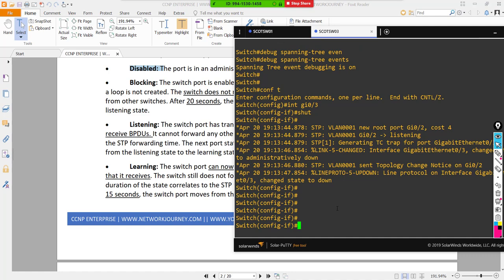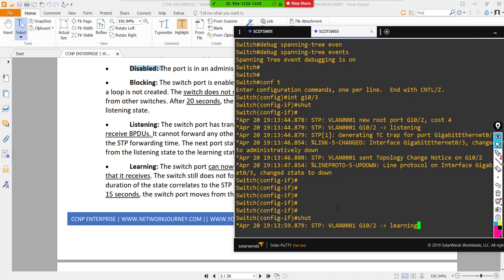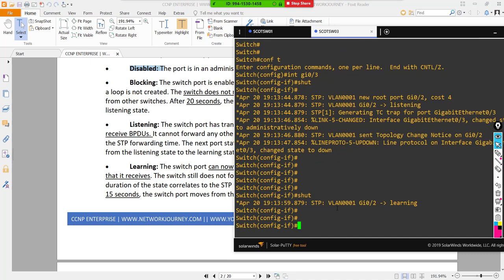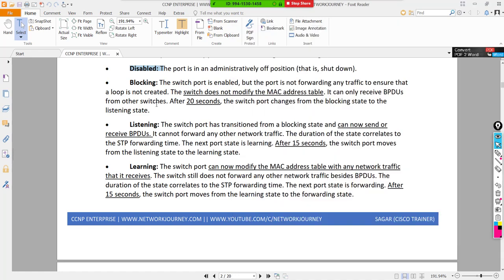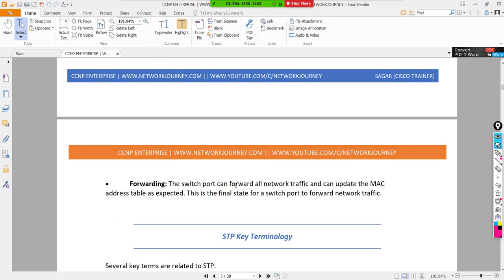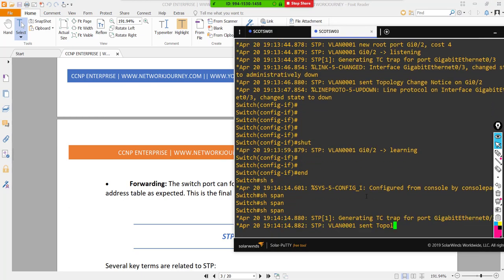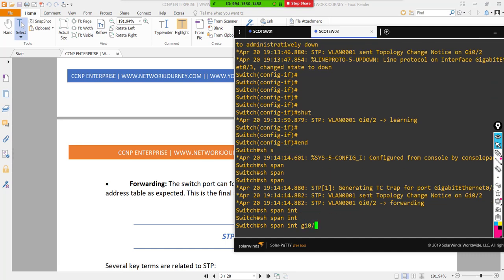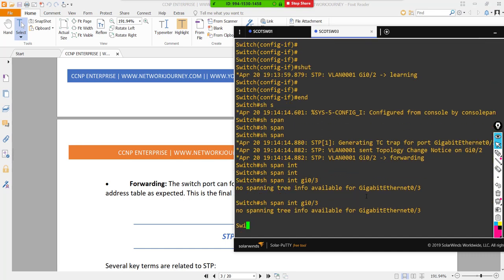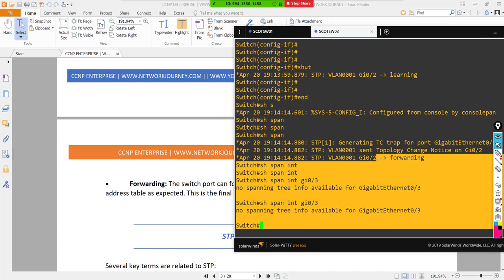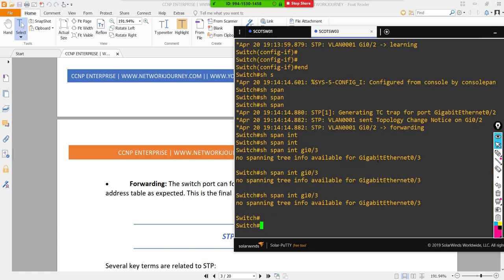But my main approach is not to show that, because we know that once this goes down, the second one will come up. What I want to show you is the transition. The transition is from disabled to blocking, to listening, learning, and then forwarding. And how much time does it take? Let's say show spanning-tree interface gi0/3. It will come up in a few seconds.